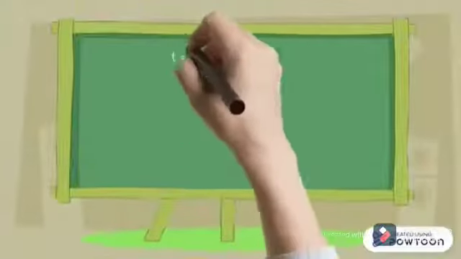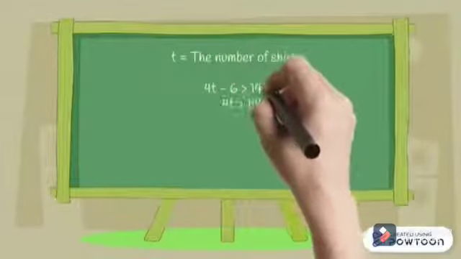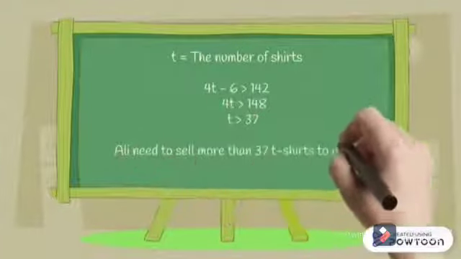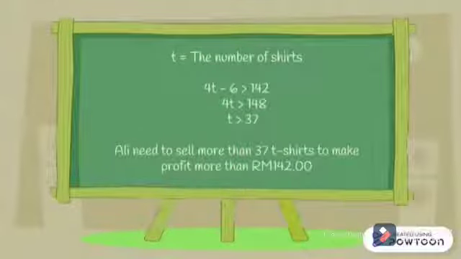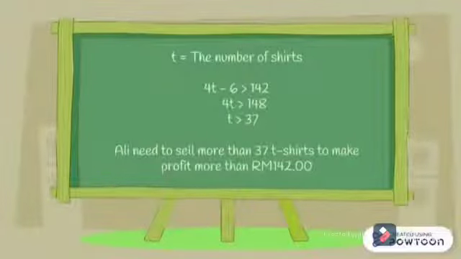So the solution is we need to write down the inequality 4t minus 6 more than 142, and t will refer to the number of shirts. By solving the linear inequality, we will get the number of t-shirts is more than 37. From that, we can conclude Ali needs to sell more than 37 t-shirts to make a profit of more than 142 ringgit.